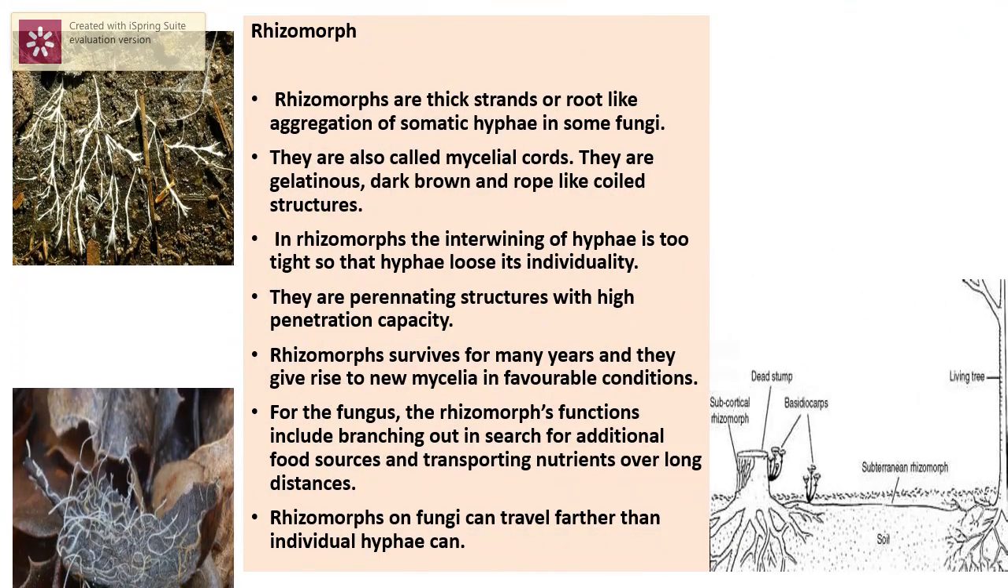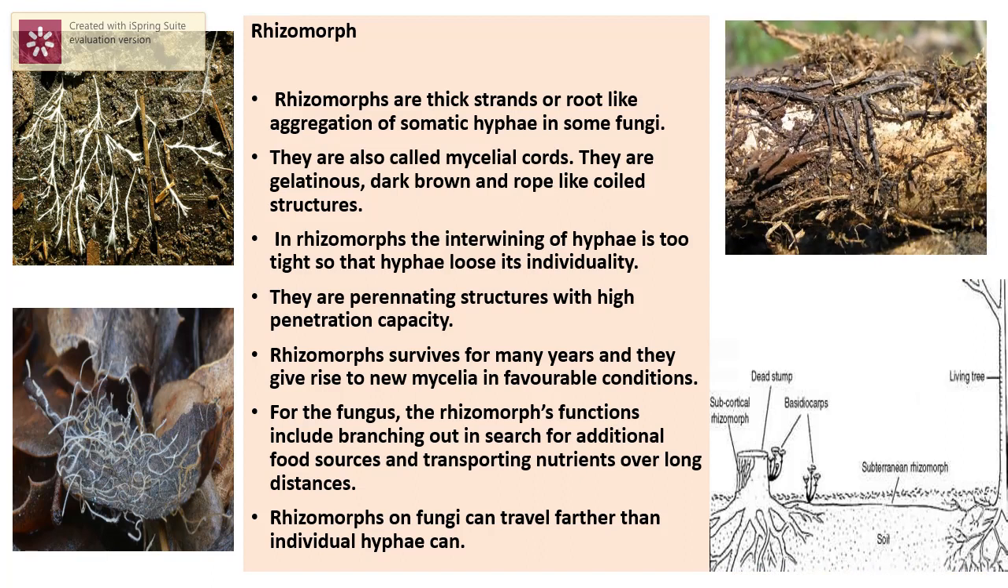Now we come to the third type of mycelial modification. It is known as the rhizomorph mycelial modification. Now what is rhizomorph? The thick strand or root-like aggregation of the somatic hyphae is called a rhizomorph. In this, the hyphae are so tightly engaged with each other that they aggregate and lose their individuality, and now the whole mass behaves as one organized unit.